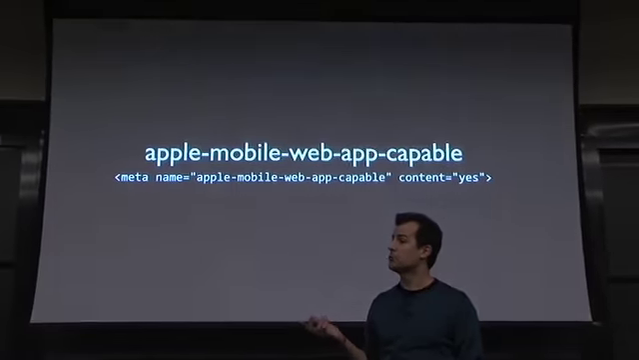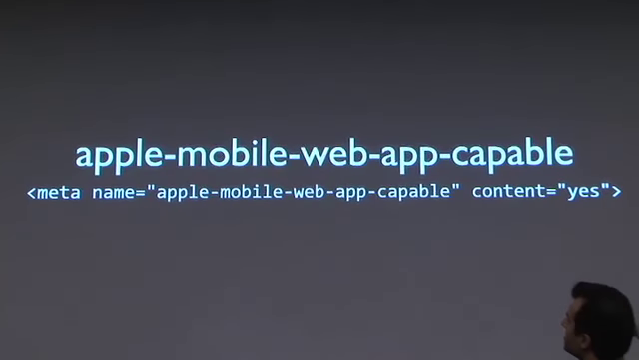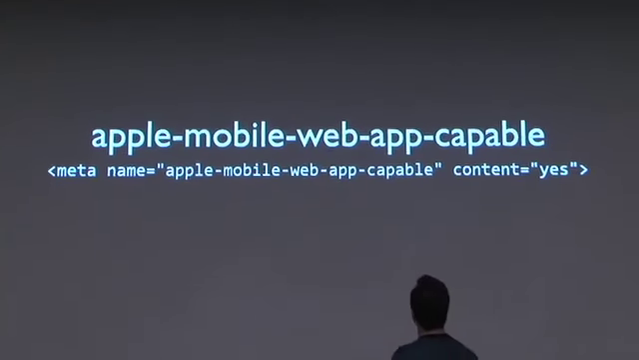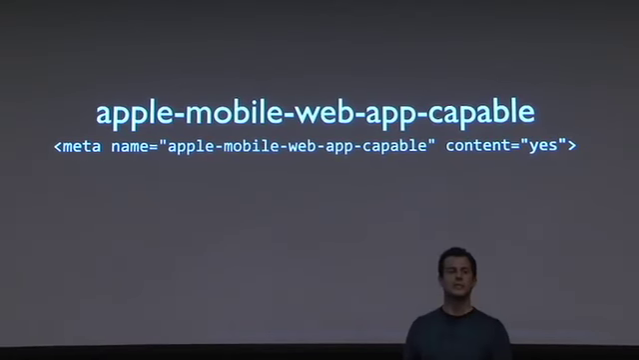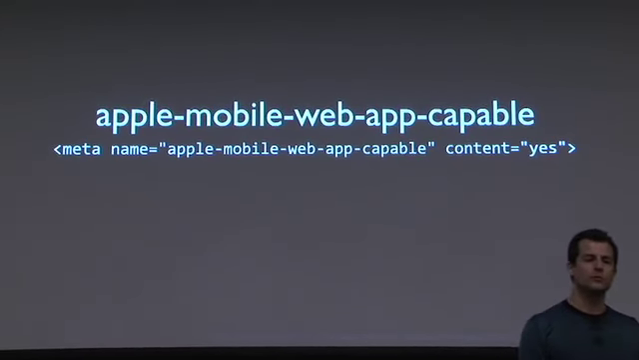So even though Safari is based on WebKit, which is an open source browser that Chrome and others are also based on, we still have to be mindful of these kinds of things, but they can lend themselves to a better user experience. So this thing here, this meta tag, Apple mobile web app capable, content equals yes. Does anyone know what this feature will do for you?